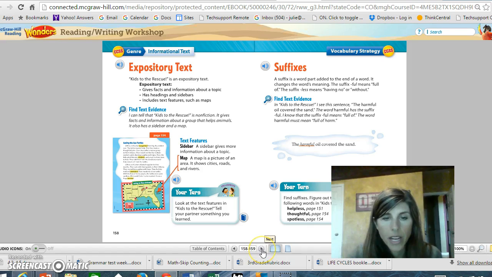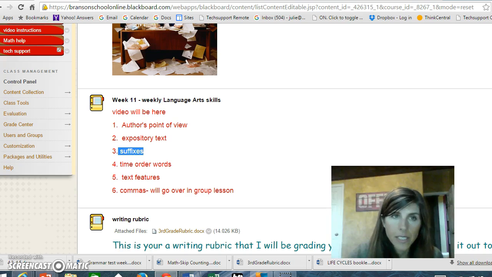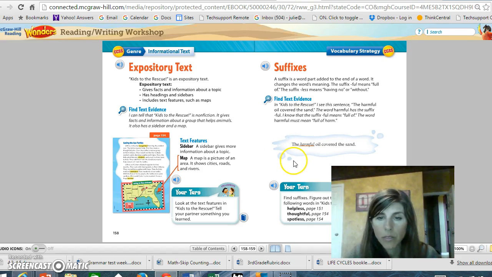And it helps you understand the given information. Okay, so the next one would be suffixes. Last week you worked with prefixes. A prefix, remember, changes the meaning of a word, and it would be like two or three letters at the beginning of a word that changes the word. A suffix would come at the end, okay?